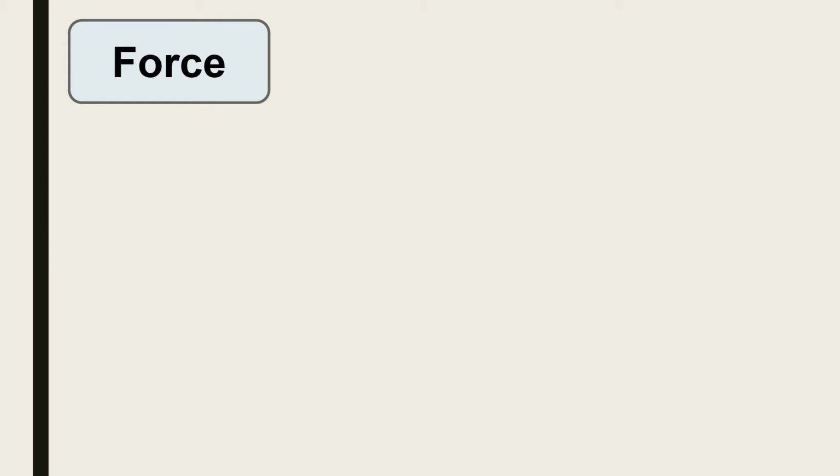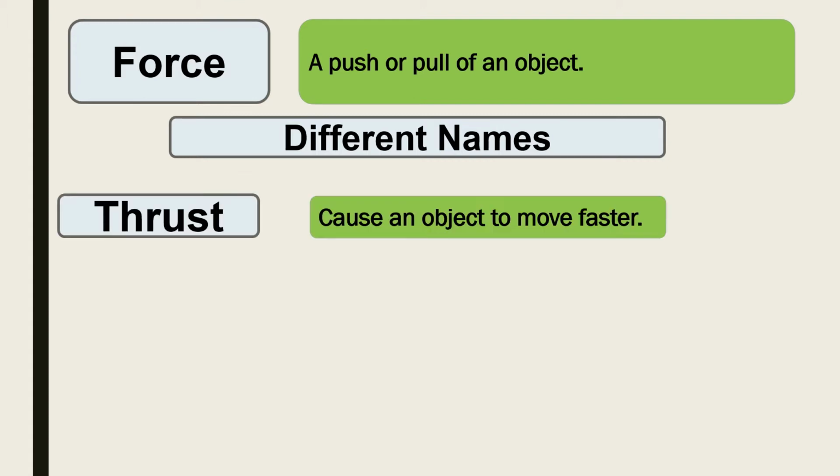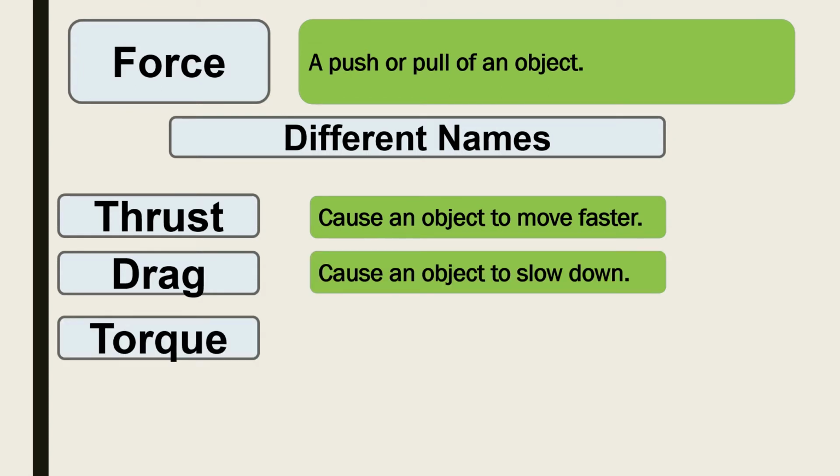So what is force? Force is a push or pull of an object. It has different names. The different names of force are thrust, which causes an object to move faster, drag, which causes an object to slow down, and torque. A force moves the direction of a rotating object spinning on its axis.